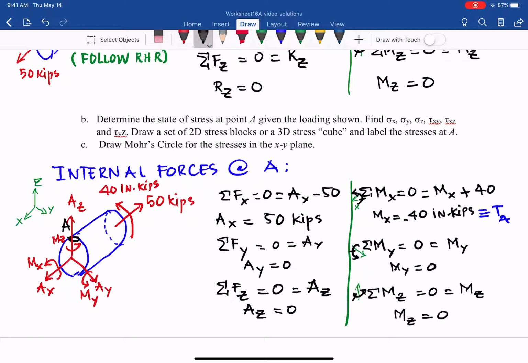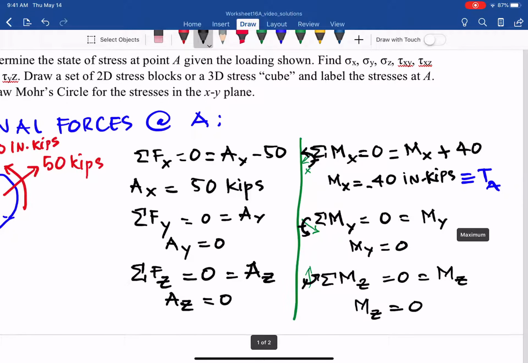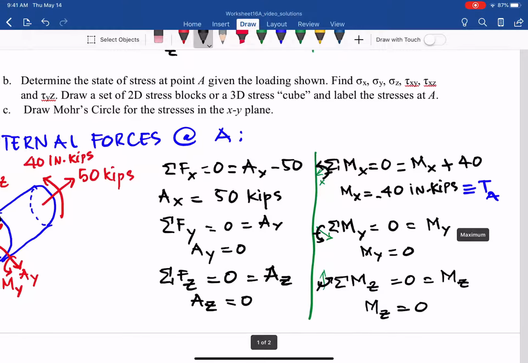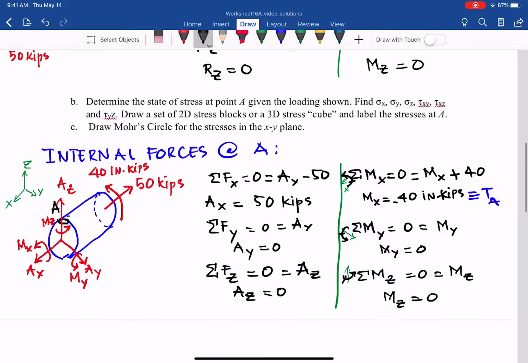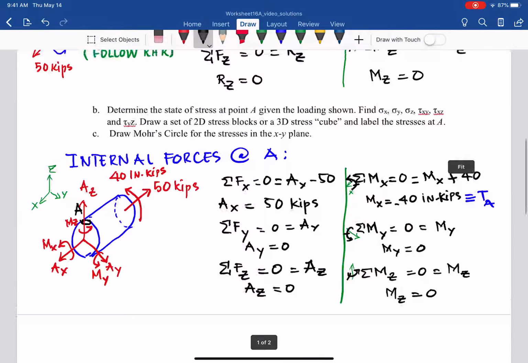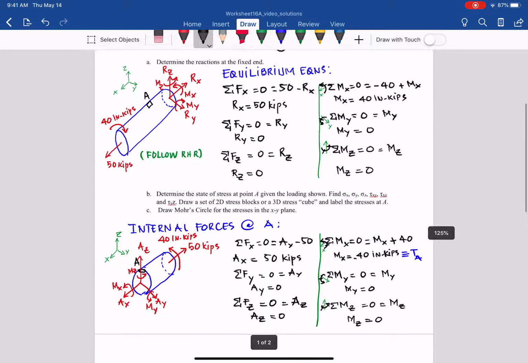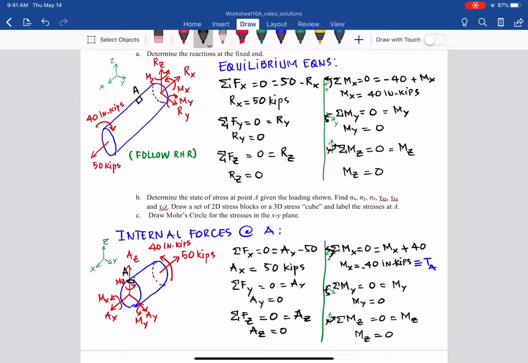So the only two that we have here are Ax, 50 kips, and Mx, which is the torsion, because that is the moment rotating about the longitudinal axis of the shaft. Those are the internal forces. And with that, we are done with the first two steps, external forces and internal forces. Next step, we do the stresses and Mohr's circle.